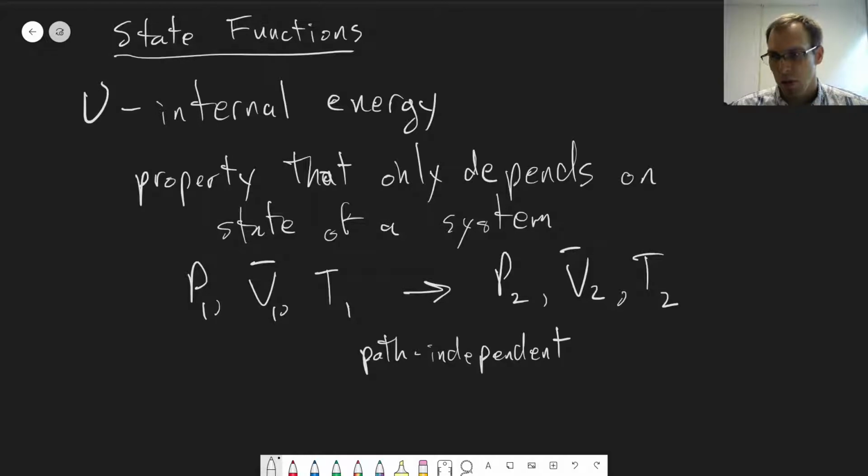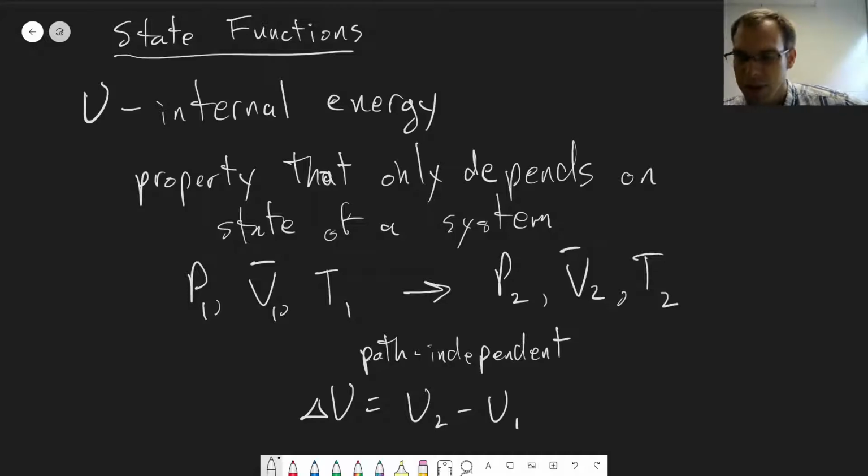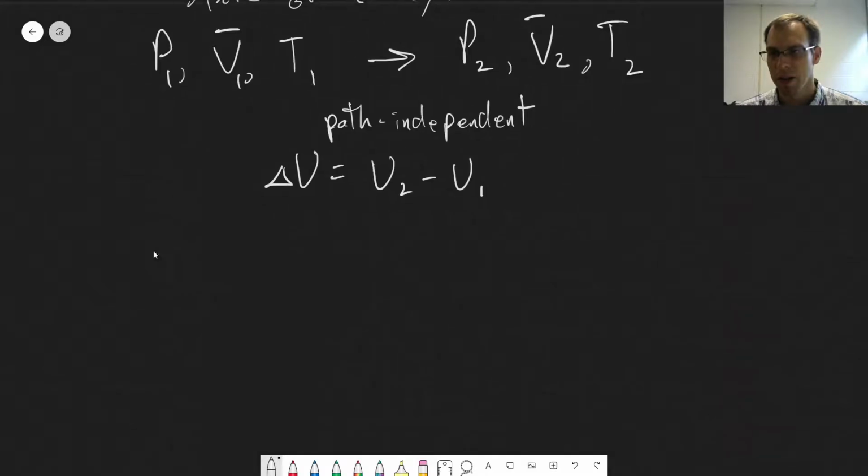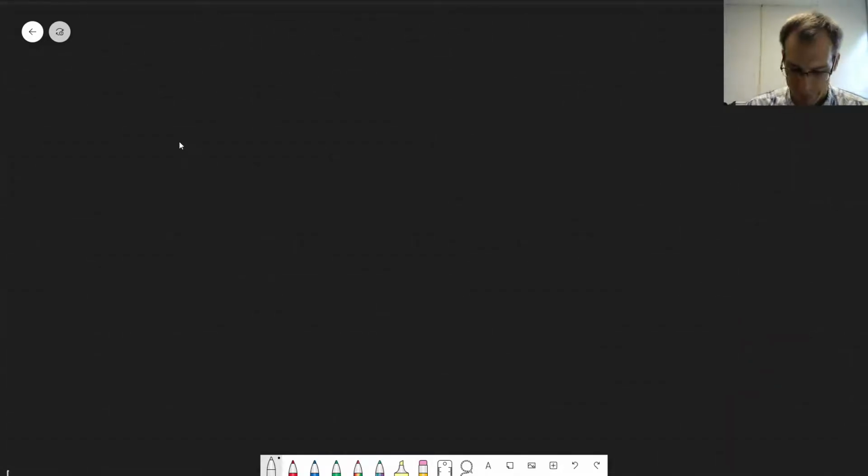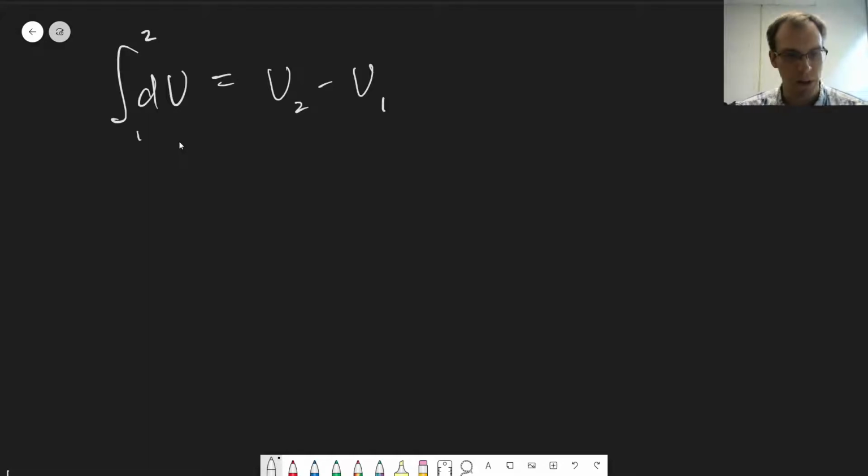So it doesn't matter how you go from state 1 to state 2. And so, delta U will just be given by the difference in the internal energy at state 2 versus state 1. So if we're thinking about a differential change in U, and we integrate this from 1 to 2, we would just take U2 minus U1, right? That would just tell us what the difference in the internal energy is. Now, some examples of things that are not state functions are things like work and heat.